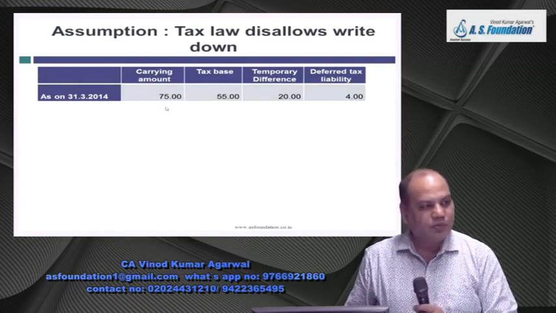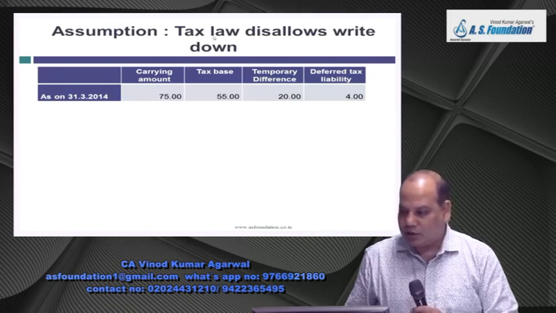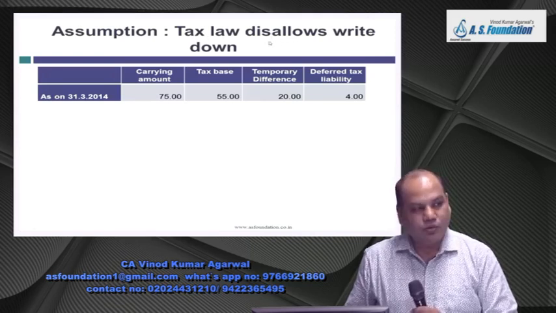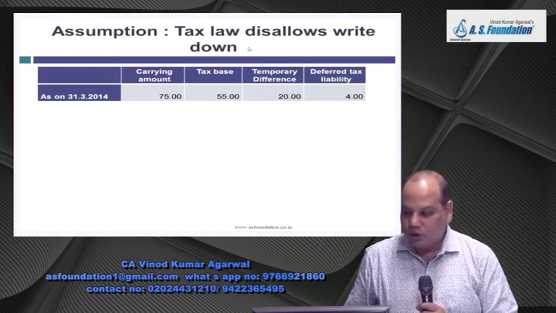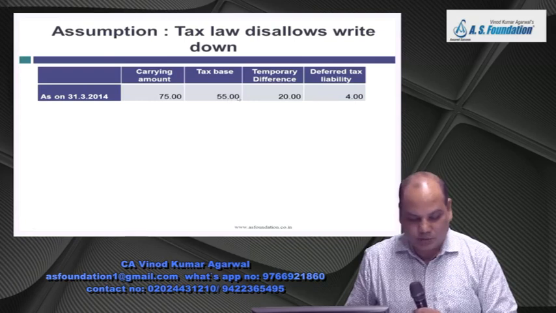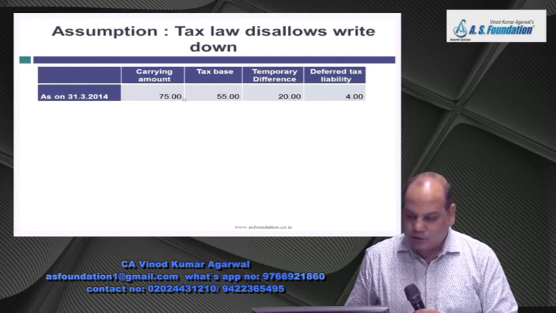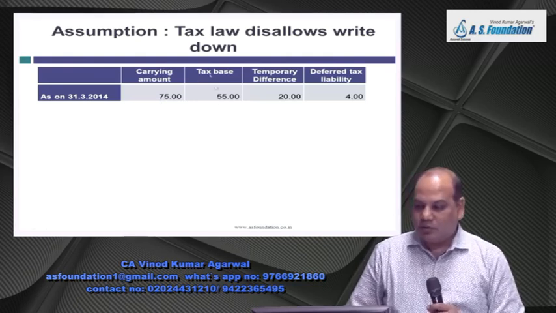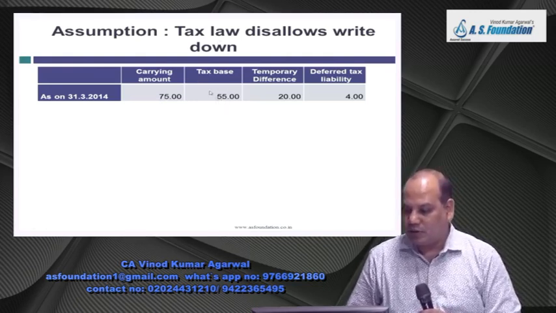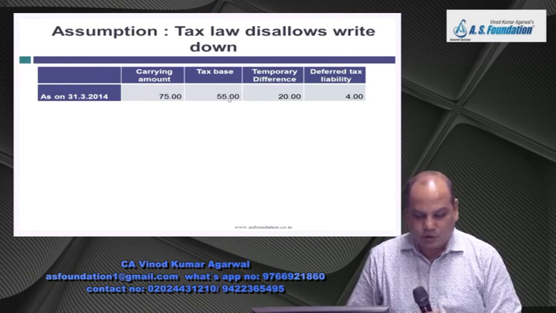So there are two answers we will write. One answer, assume tax laws do not allow you to write down. For income tax purpose, the tax base will remain same, 55. Of course, in the books you can follow Ind AS 105 and your carrying amount will be now 80 or 75, whichever is lower. So after applying Ind AS 105, my carrying amount will be 75. Is it right? Tax base, as we have assumed at the top, will not change.